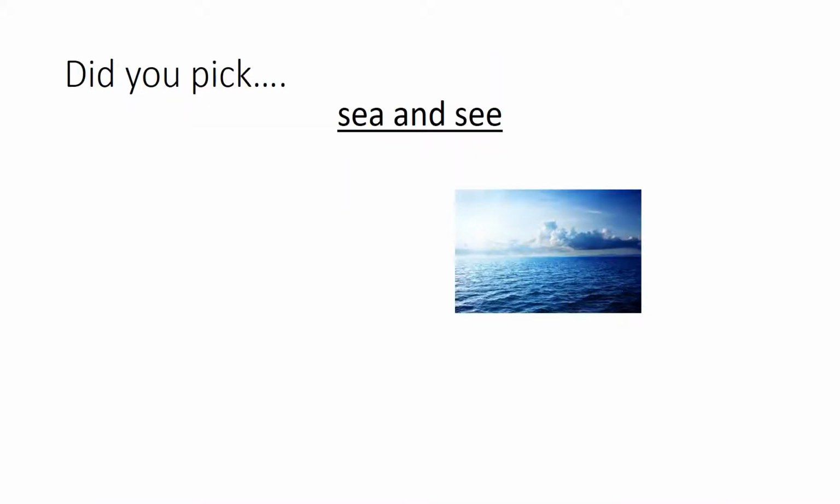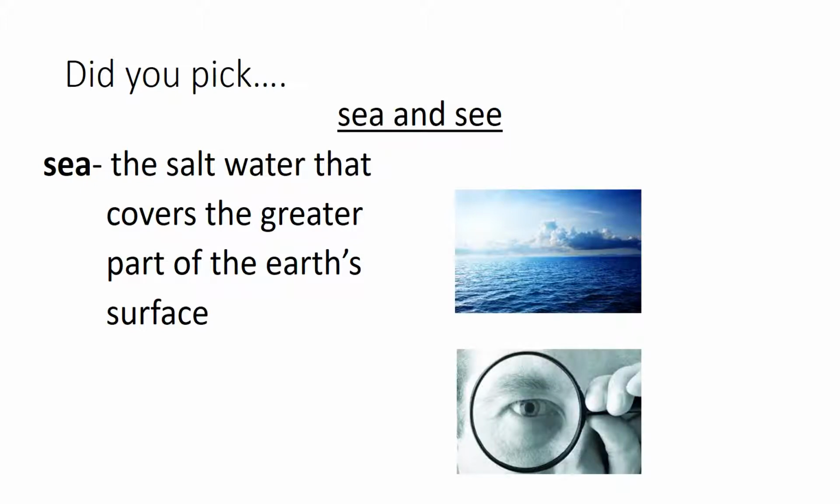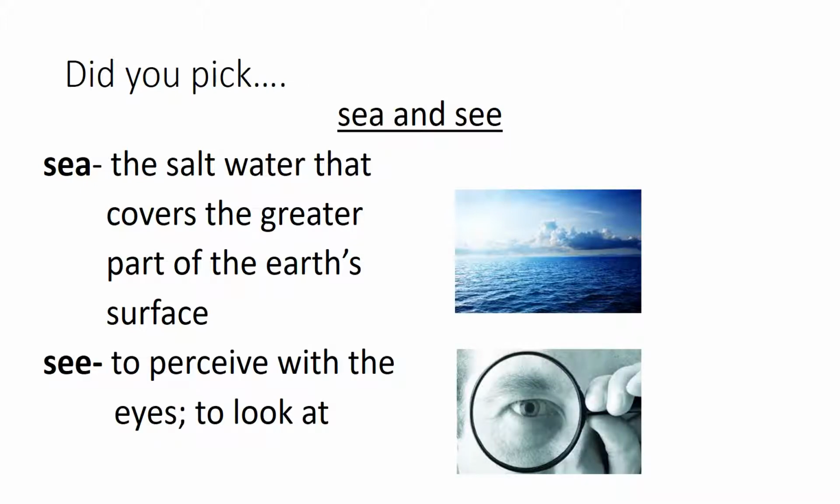Okay, let's see. Did you pick sea and see? Your student dictionary tells us that sea, S-E-A, means the salt water that covers the greater part of the Earth's surface. We sometimes call it an ocean, so sea is another name for ocean. The other see, S-E-E, is to perceive with the eyes, to look at.